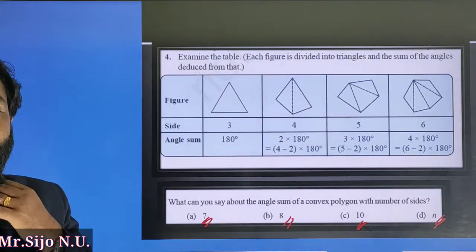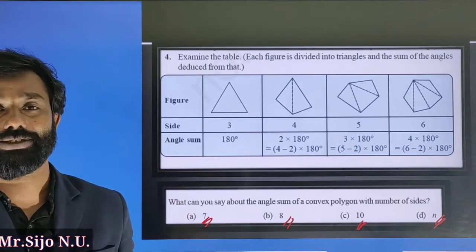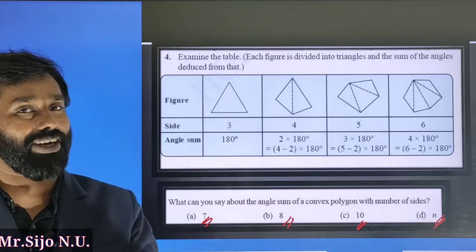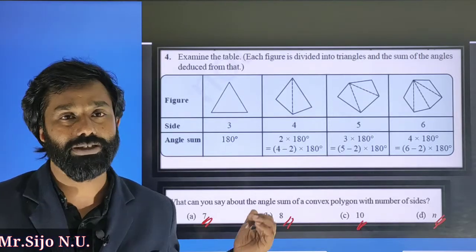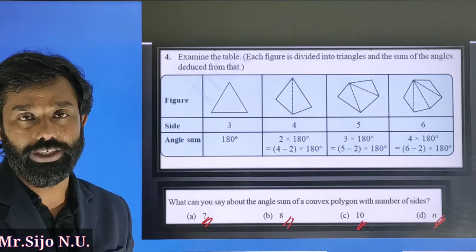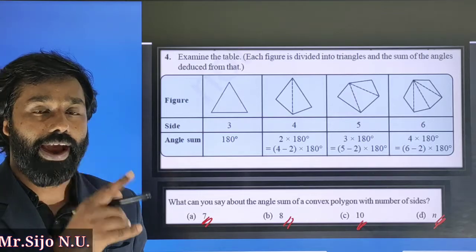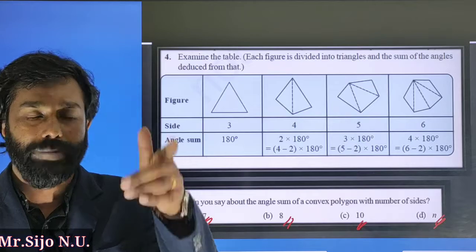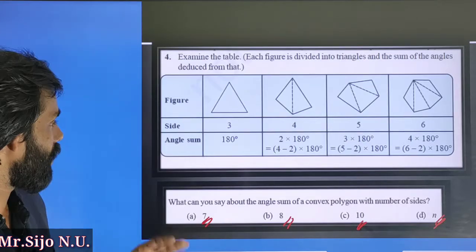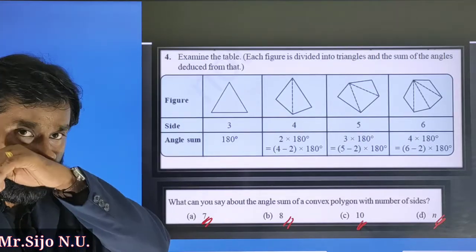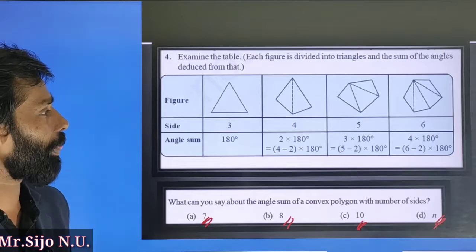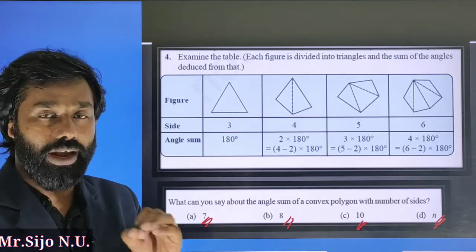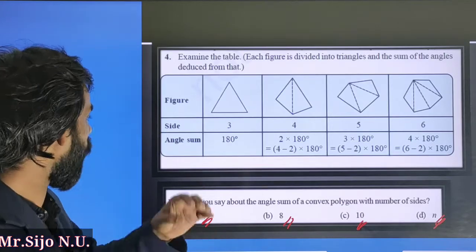We have already learned the angle sum property of a triangle, that the sum of the three angles of a triangle is 180 degrees. Just like that, we have just learned the angle sum property of a quadrilateral, that when we add the four angles of a quadrilateral, it should be 360 degrees. Just like that, we are going to derive a formula, generalizing the angle sum property of a polygon. So how can we derive it?